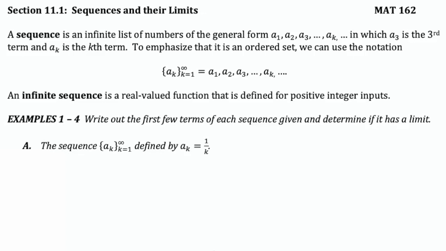So a sub 3 is the third term, a sub k is what we use to represent the general kth term. To emphasize that it's an ordered set, you will see set brackets used around a sub k at times, other times you won't. And off to the side here, we're indicating that k should take on the values from 1 to infinity. And we use positive integer inputs for this. So k is going to be 1, and then we're going to go to 2, and then we're going to go to 3, and so forth.